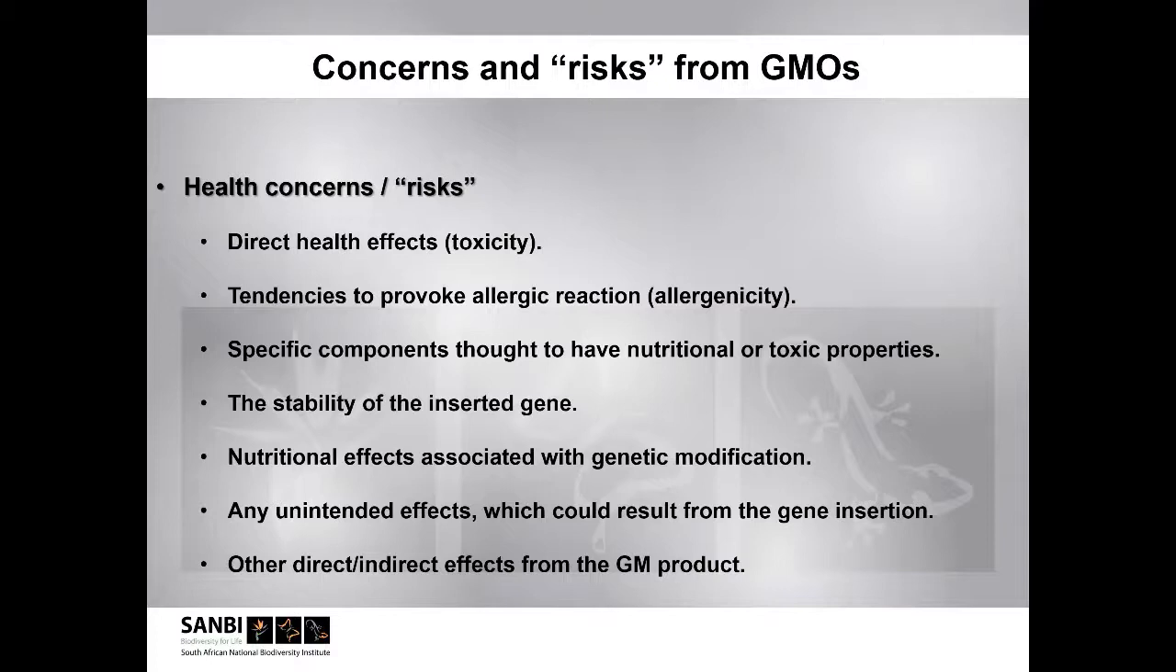As we know, we've got lots of issues with labeling of GMOs or GMO products. In South Africa, it's still a big issue. Even in some of the American states, it's still the case. I think Europe is really one of those areas where they've really gotten quite a good grip of labeling GMOs. Then we look at specific compounds of nutritional or toxic properties, where it's a big concern when it comes to GMOs. Then the stability of the inserted genes.